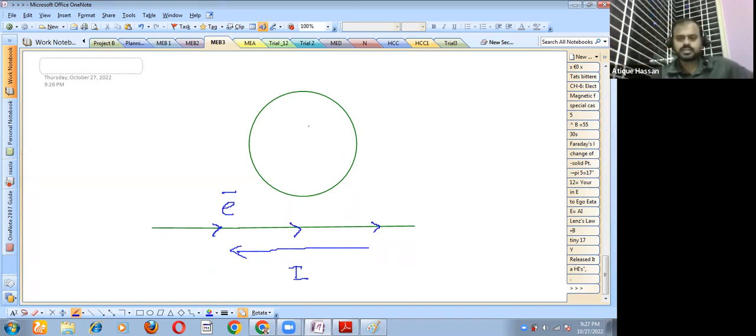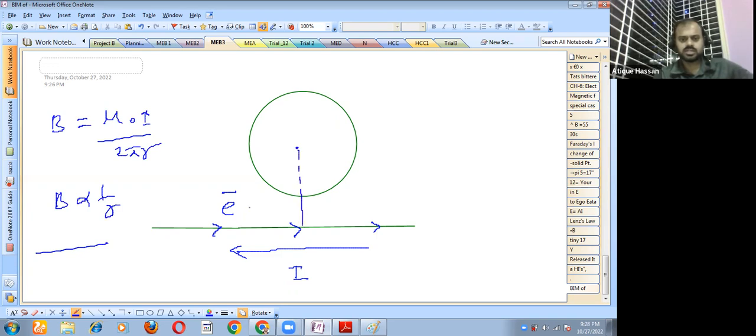And we know that it will behave as a current carrying wire. And we know that the magnetic field due to a current carrying wire is mu naught I by 2 pi r, if we consider it. But we know that B is inversely proportional to R, right? So suppose we are considering the central point, and suppose this distance is R, this distance is R1, this distance is R2.